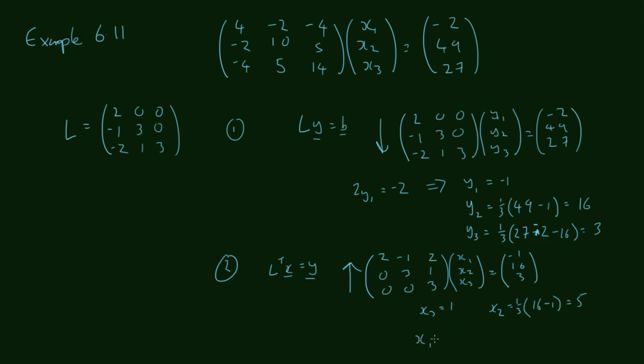And down here we've got x1. The coefficient of x1 is 2, so it's 1/2 times -1 minus -1 times x2, so plus 5, minus 2 lots of x3, which is 2. So that's 2/2, which is 1. Okay, so that's how we use the Cholesky-Crout method for solving a linear system. Remember, we can only use the Cholesky method if this is a positive definite matrix.